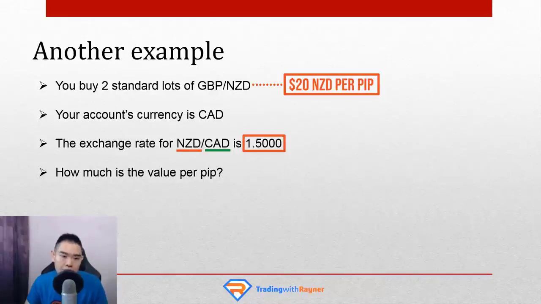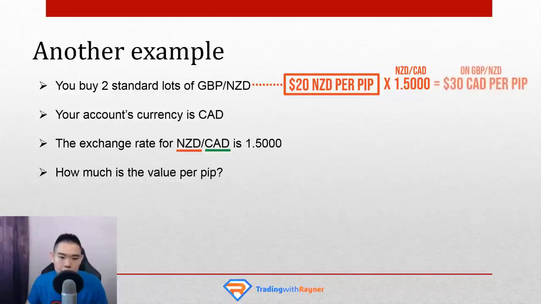Of course, this is not a real number. I just came up with this. If you look at a normal Forex website, you can find out the prevailing exchange rate. So I multiply $20 by 1.5. It will give me how much 20 New Zealand dollars is worth in Canadian dollars. And the answer is 30. 30 Canadian dollars per pip.